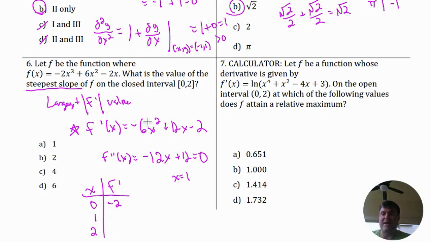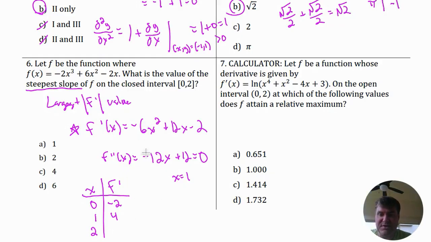Now I only care, that actually gives me a value of 2 because I care about the steepest part of it. If I substitute in a 1, oh god, I promise I'm good at math, I get 4. So that one's going to be steeper than 2.